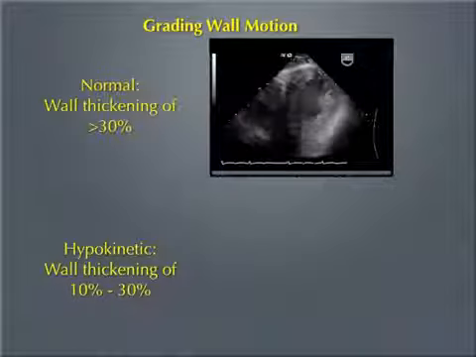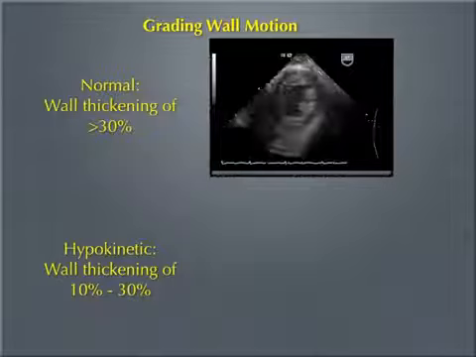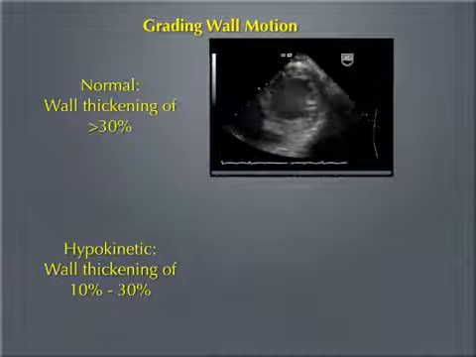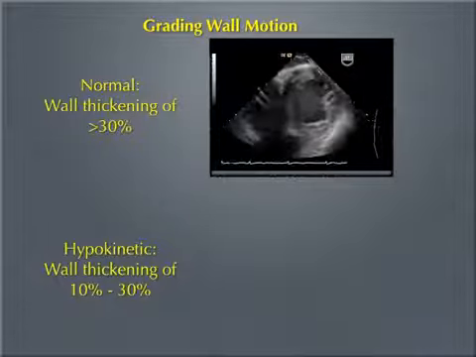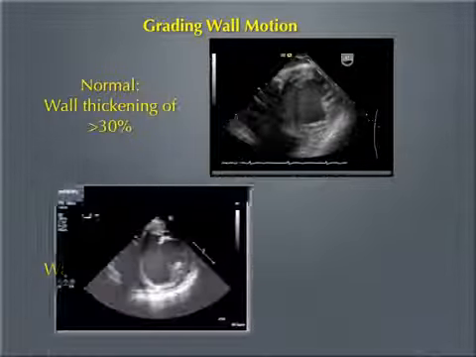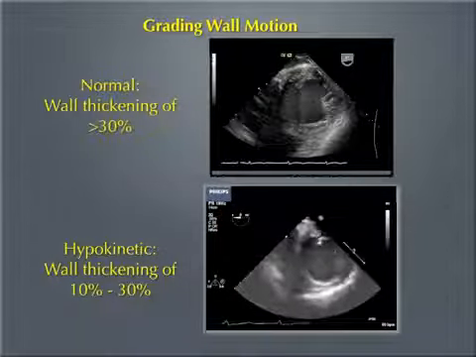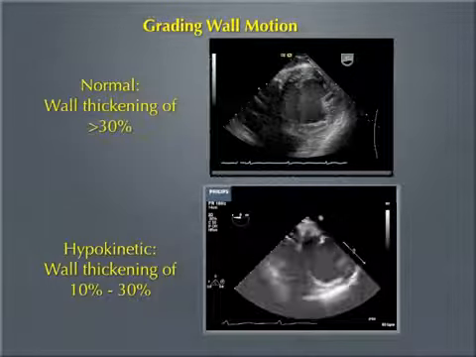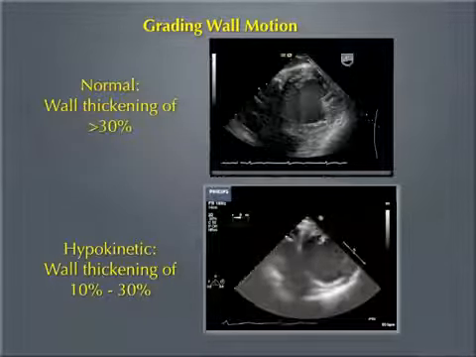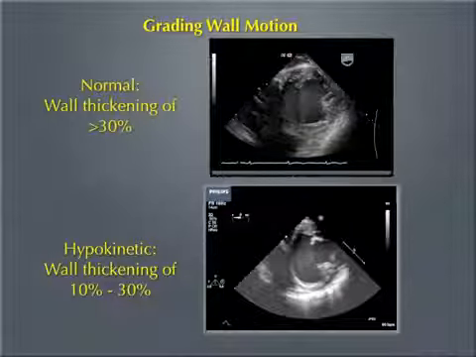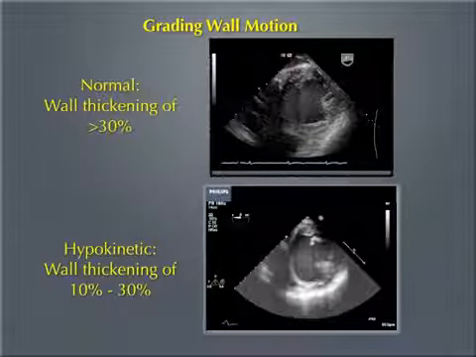Wall motion is graded as normal, hypokinetic, akinetic, or dyskinetic. Normal wall motion involves wall thickening of over 30% in systole. Hypokinetic wall thickening occurs when thickening is between 10 and 30%. Note the global hypokinesis, which is worse in the anteroseptal and anterior portions of this echo.